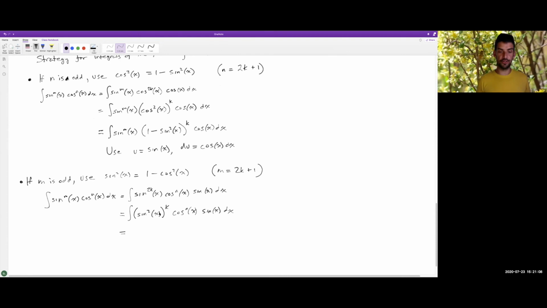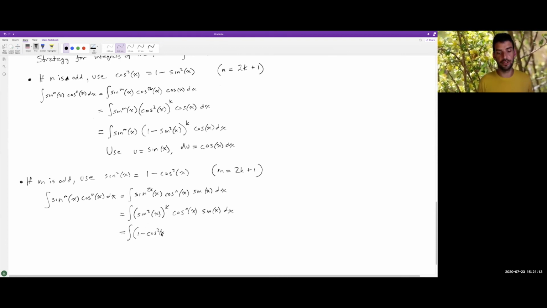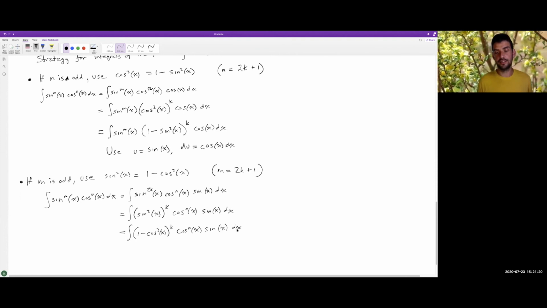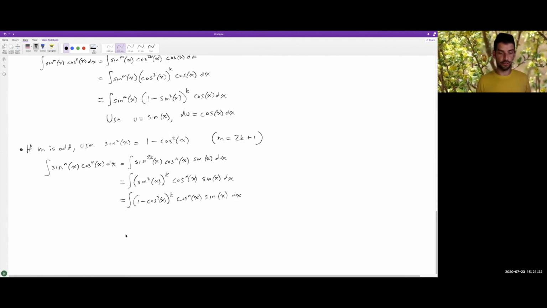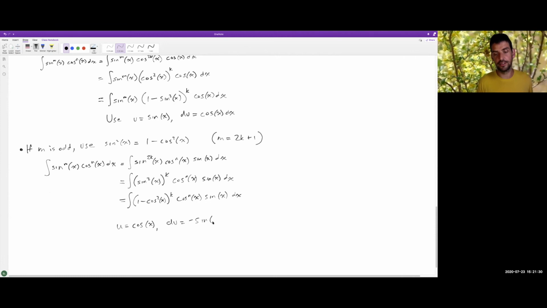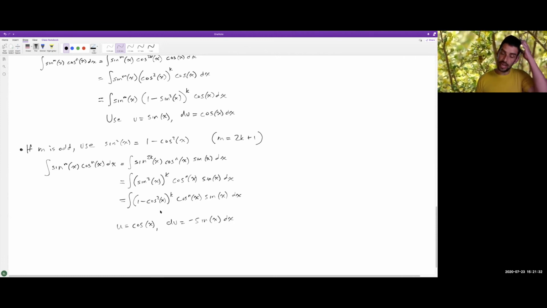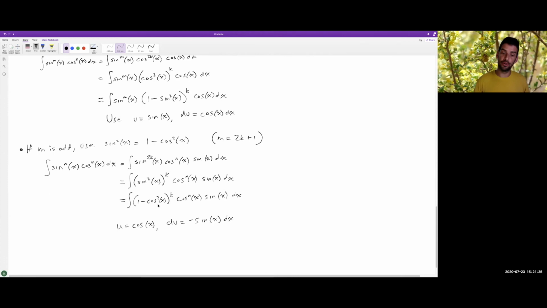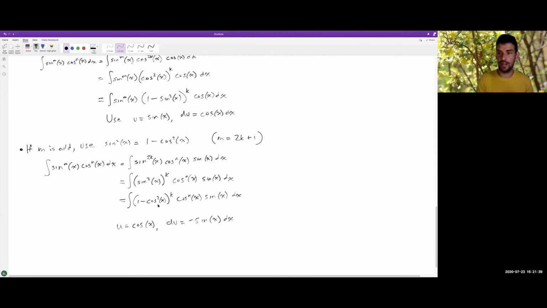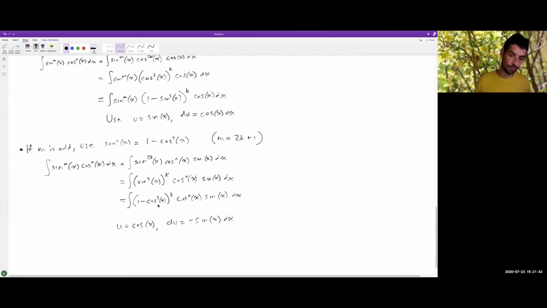And then I use the substitution. In place of sine squared, I write 1 minus cosine squared x to the k power, cosine to the n power x sine x dx. And now my substitution is u equals cosine of x, du equals negative sine x dx. And we have exactly what we need. We'll have powers of u when we're done. The du takes care of that extra sine x that's left behind.